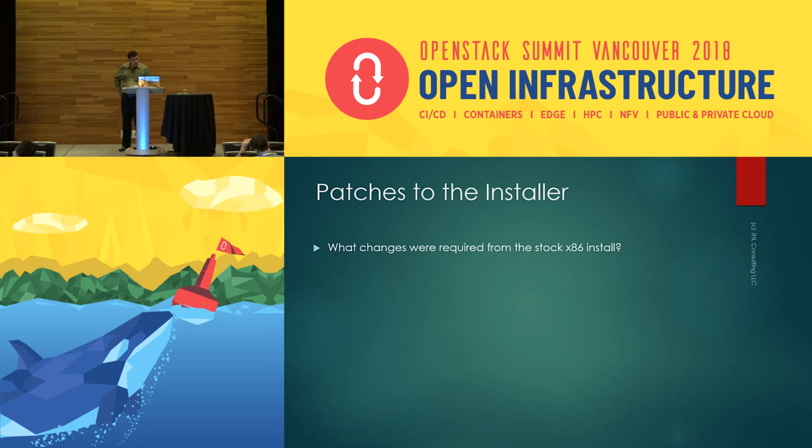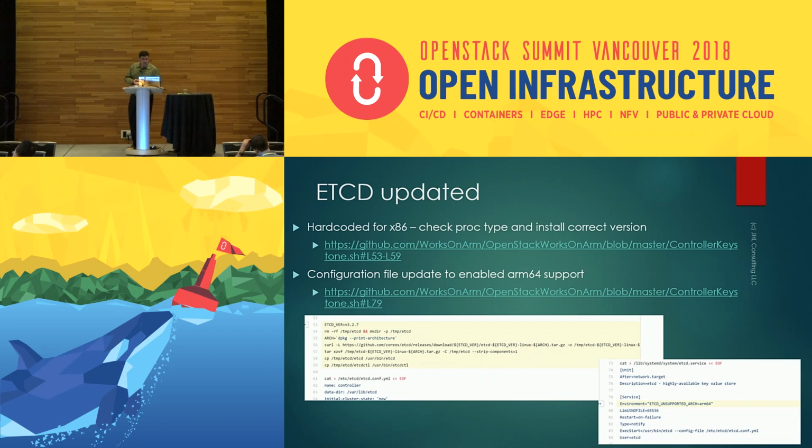Okay, so let's talk a little bit about what we had to do to the stock installer that's available on openstack.org to get it to work. First patch, and you can click on these, and it'll take you directly into GitHub, and you can see the actual changes. I took snapshots, as many as I could. First thing is, etcd, the install instructions are hard-coded for x86, so this is a pretty easy fix. Basically went through and just checked the architecture type, and if it's x86, we pulled in the x86 binaries. If it's an ARM system, we pulled in the ARM etcd.